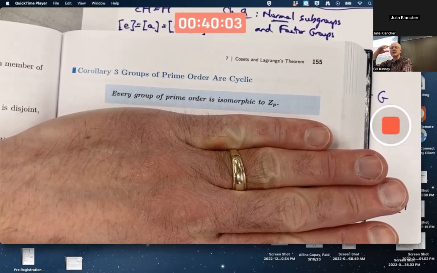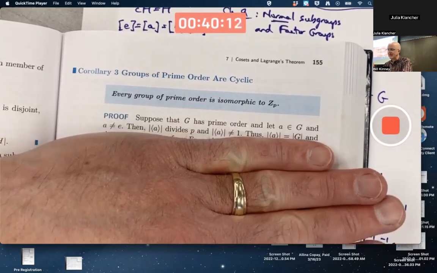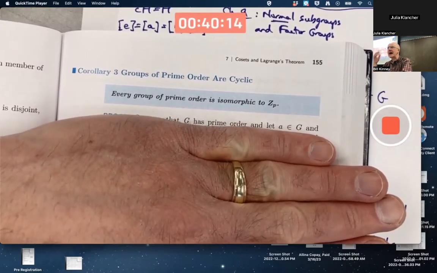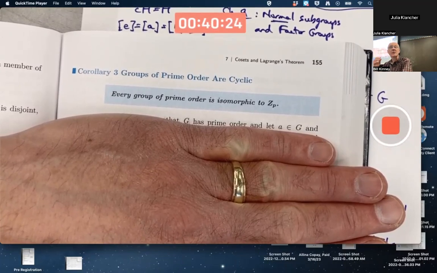To try to prove G is cyclic, I guess you'd have to come up with a generator of G, right? If A was equal to the identity, then it would not be a generator. So I guess A should not be the identity. Maybe any non-identity element is a generator. And yeah, that's true. Give me some non-identity element.